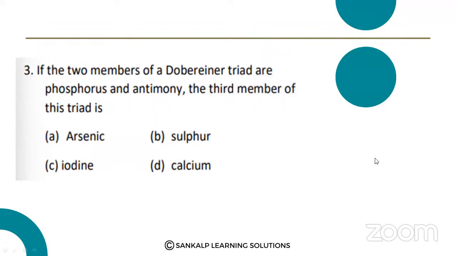If the two members of Doberanier's triad are phosphorus and antimony, the third member of this triad is A, arsenic, B, sulfur, C, iodine, D, calcium.